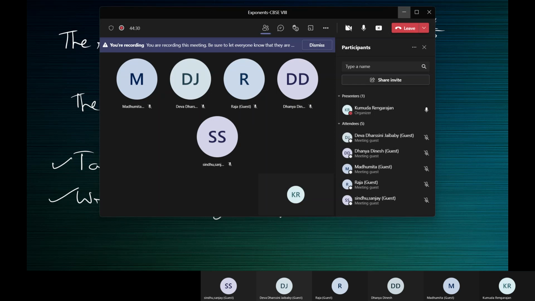Tanya, have you understood? Yes, ma'am. Madhumita? Yes, ma'am, I can understand. Raja? Yes, ma'am, I can understand, ma'am. Sindhu, Sanjay? Yes, ma'am. I can understand, ma'am. One of you wanted the second method, right? Yes, ma'am. I could not understand the first time, ma'am, but now I can understand, ma'am. Very good, very good. Okay, fine. Let's just try it again.